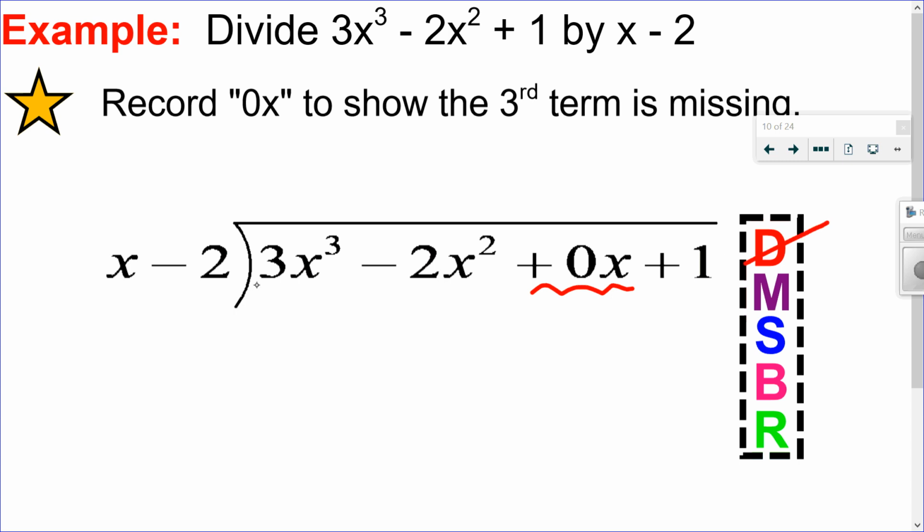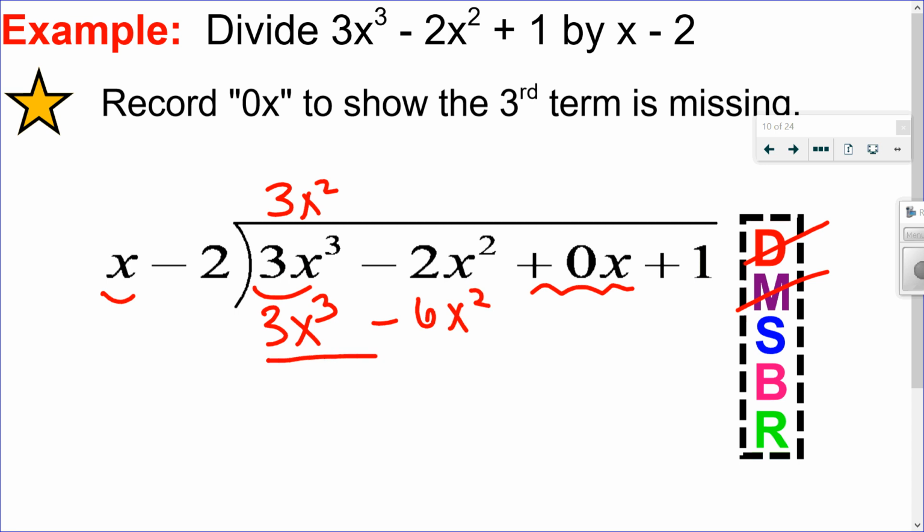So divide. Use the first term to divide. So 3x cubed divided by x, 3x squared. So I've done my division, now I multiply. 3x squared times x, 3x squared times negative 2, and now I'm ready to subtract. So 3x cubed, take away 3x cubed. Negative 2x squared, take away negative 6x squared. So when I subtract that, I end up with 4x squared, and then I bring down my next term.